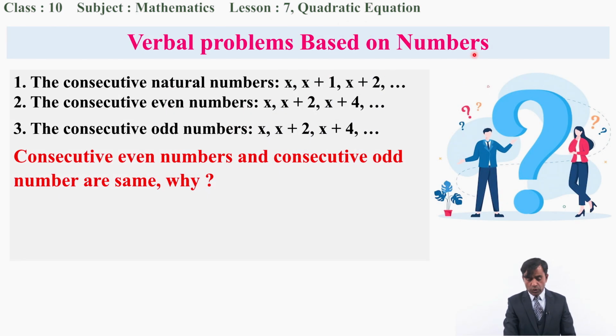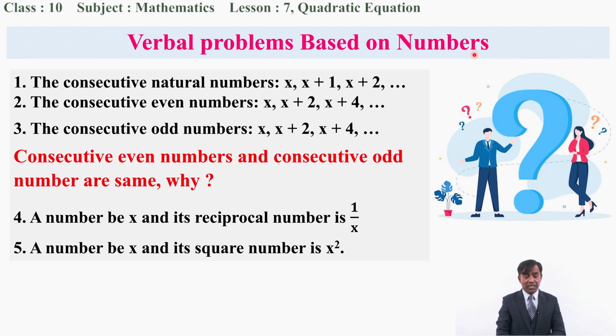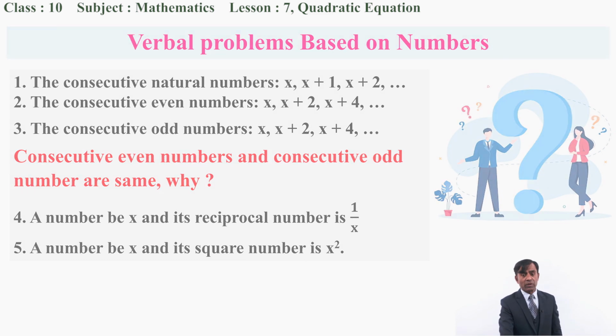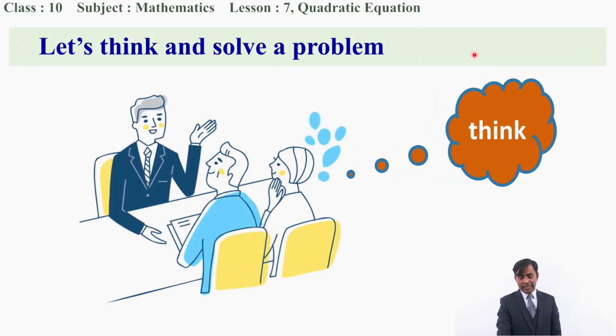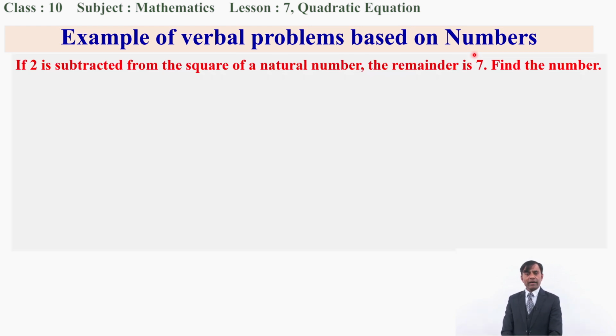Next, when a number is x, its reciprocal is 1 by x. Similarly, when a number is x, its square is x square. So after this, let's think and solve a problem. The problem is: if 2 is subtracted from the square of a natural number, the remainder is 7. Find the number.